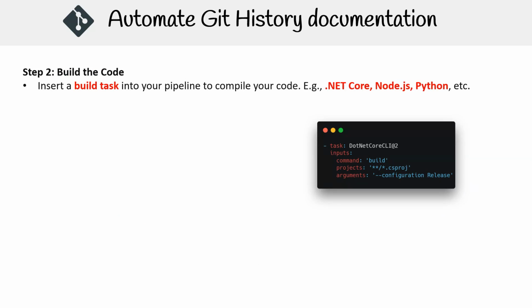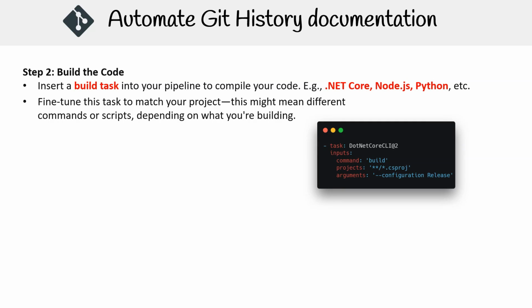Step 2. Build the code. Insert a build task into your pipeline to compile your code. This can be .NET Core, Node.js, Python, and many more. Fine-tune this task to match your project. This might mean different commands or scripts, depending on what you're building. Confirm a successful build before moving on.